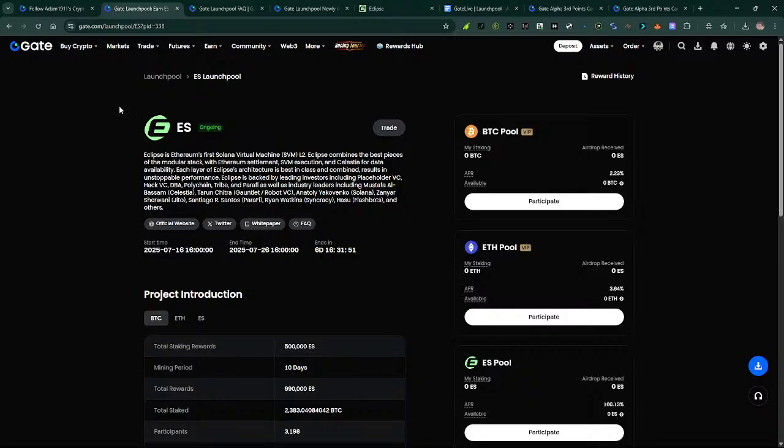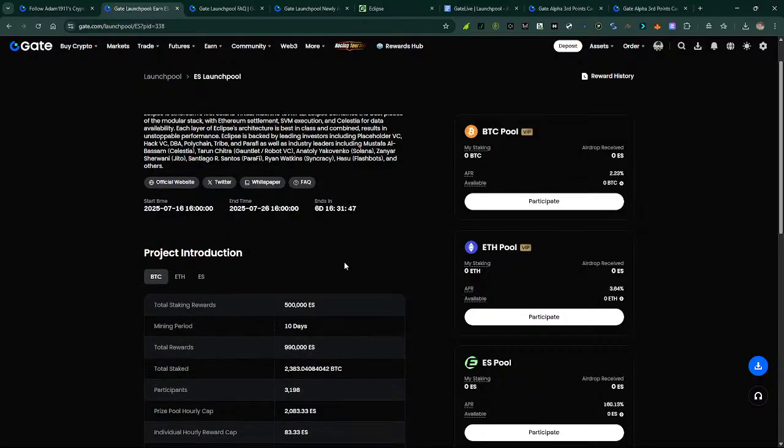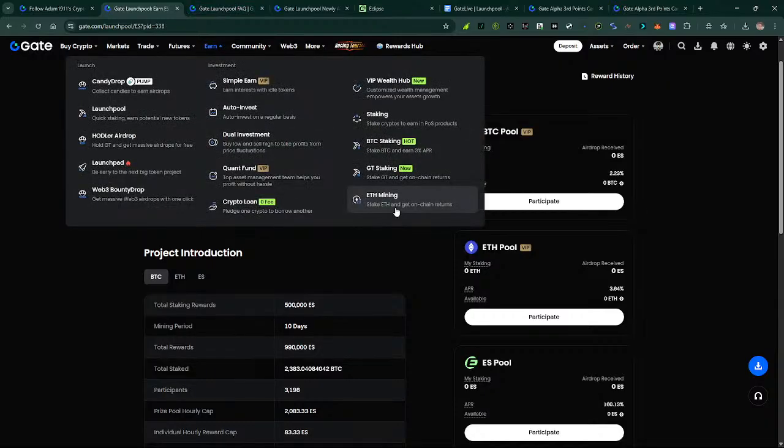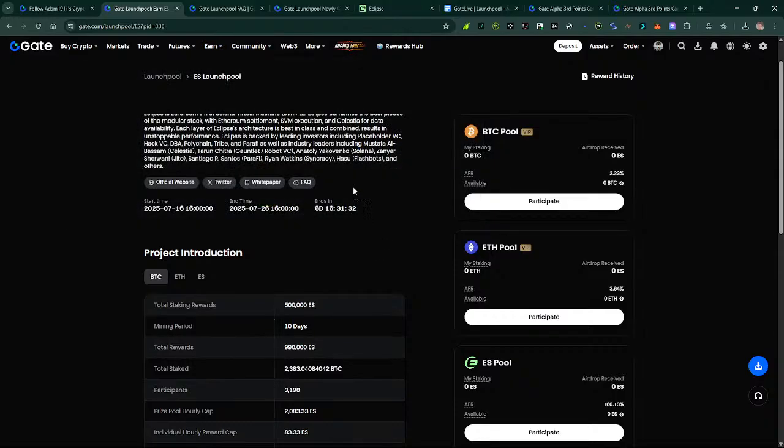As always, we'll start from the project introduction and then the pools available. Then we'll be focusing on the FAQ section, which basically means frequently asked questions or queries, but it is actually called in short FAQ. And then we'll be focusing on the announcements, and then we'll be visiting their official website, and lastly we'll be talking about the Alpha Airdrop based on Eclipse.